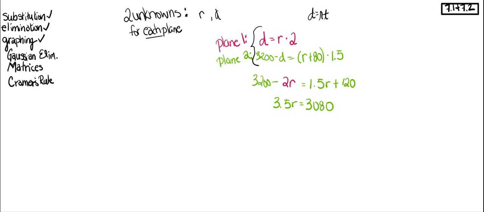If I divide both sides by 3.5, then I get my first rate is 880 kilometers per hour. So my first plane flies at 880 kilometers per hour, and my second plane, I know, flies 80 kilometers faster than that. So I'm going to add 80 to my second plane speed, and I get 960 kilometers per hour. And that solves that application problem.